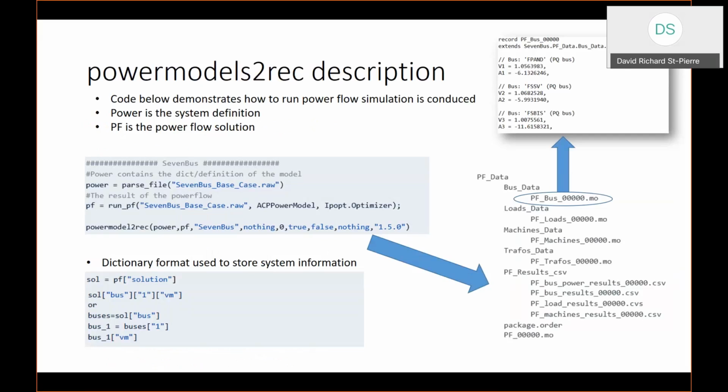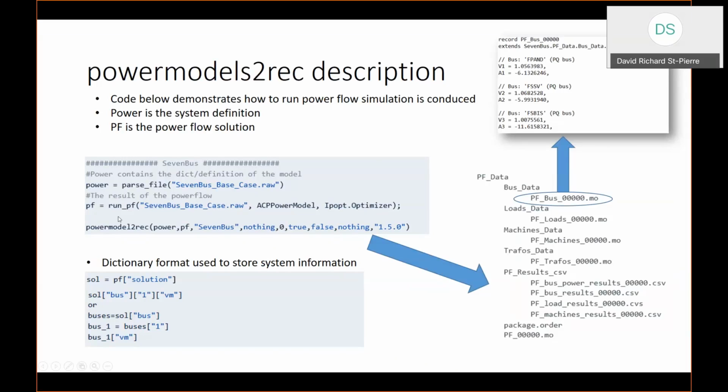Next, I wanted to discuss in more detail how the PowerModels to Rec program I created works. To do that, I have a couple lines of code that I'd like to walk through. This first line here, power equals parse file, takes the file 7-bus case.raw, which defines the 7-bus grid structure, and parses it into this power variable. Now this power variable is a special variable that in Julia is called a dictionary. And I'll mention a little bit more about that in a second.